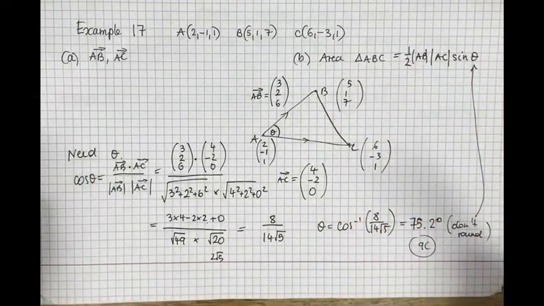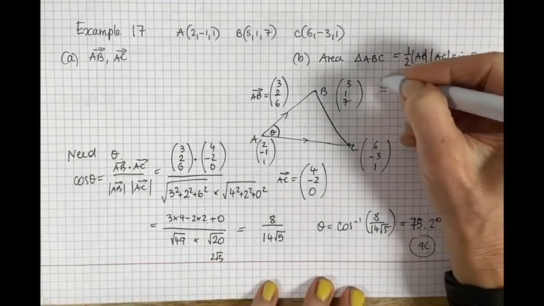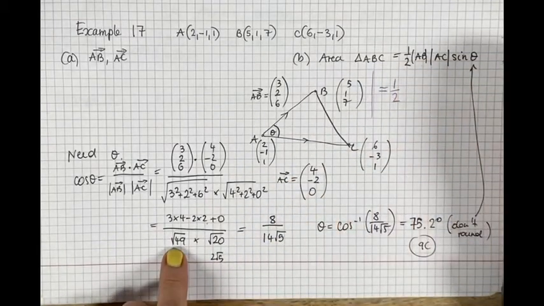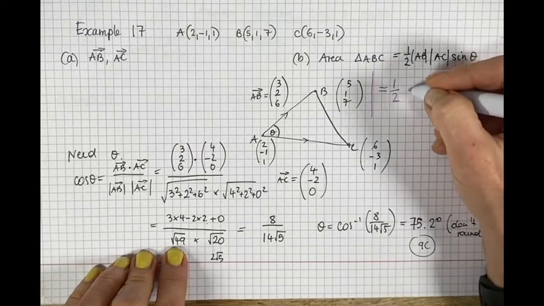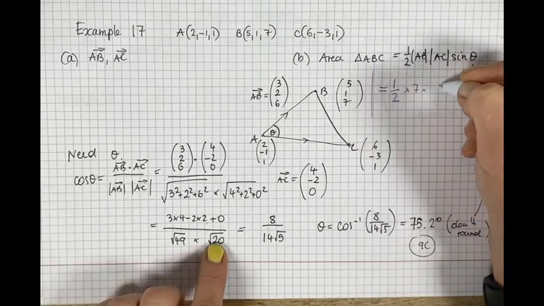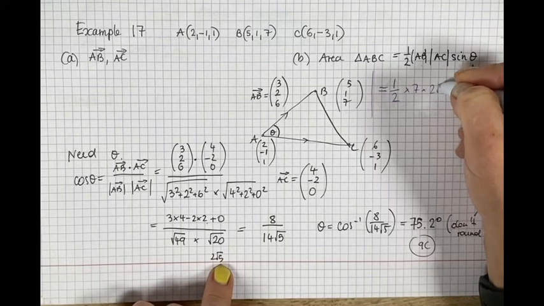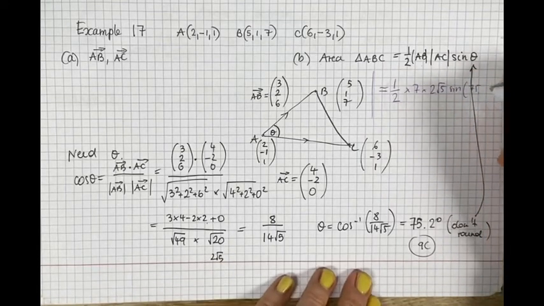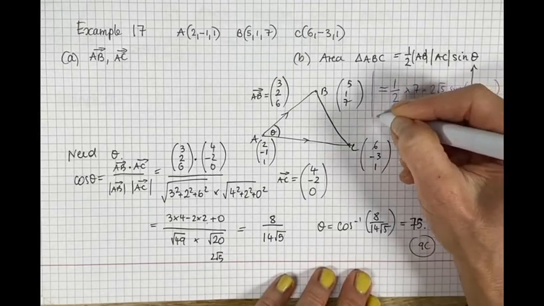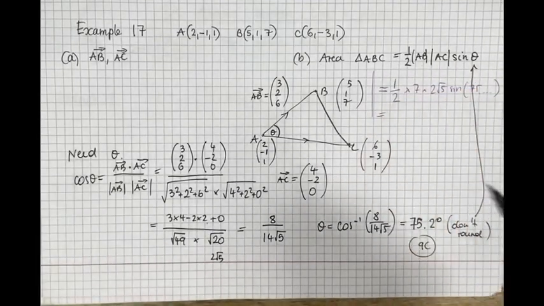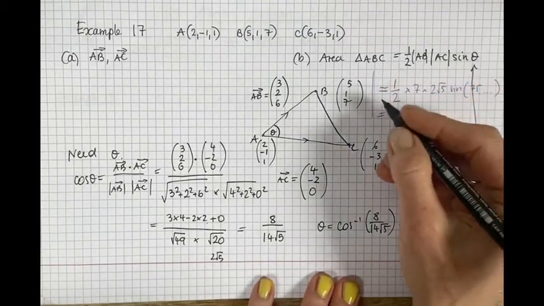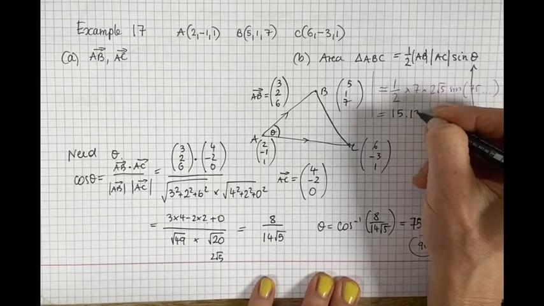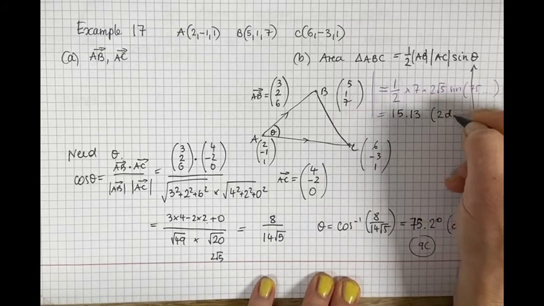So now let's put it together. The area is going to be a half. AB was this length here, so it was 7. AC was 2 root 5, and then sine of the angle, 75 point whatever it was. Like I said, you should have it still on the calculator. The answer, when you pop it into the calculator, should be 15.13 to 2 decimal places.